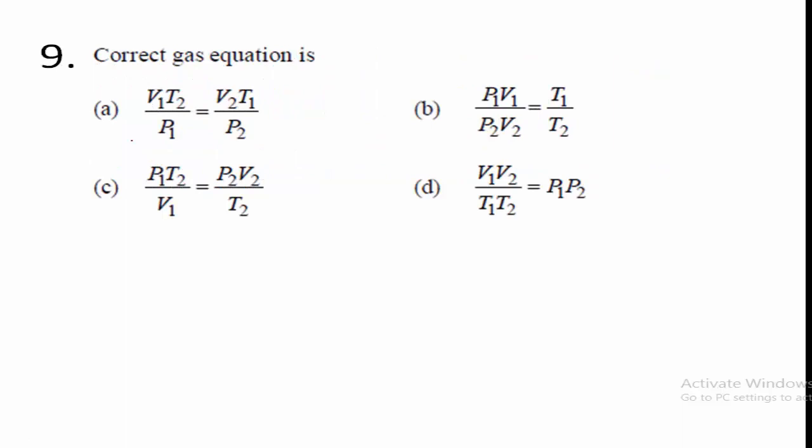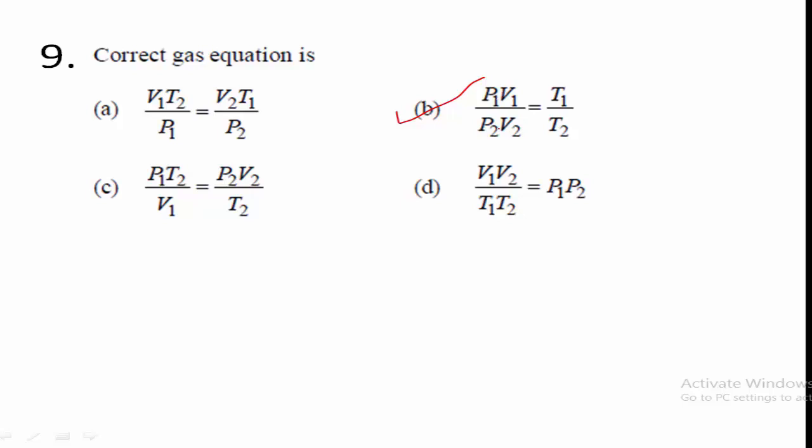Ninth one, the correct gas equation is, if you go through the theory as well as the combined gas equation, there you will come to know P1 V1 divided by T1 is equal to P2 V2 divided by T2 is the correct answer. So among these, which one is the right one? Among the given options, which is right? Option B.